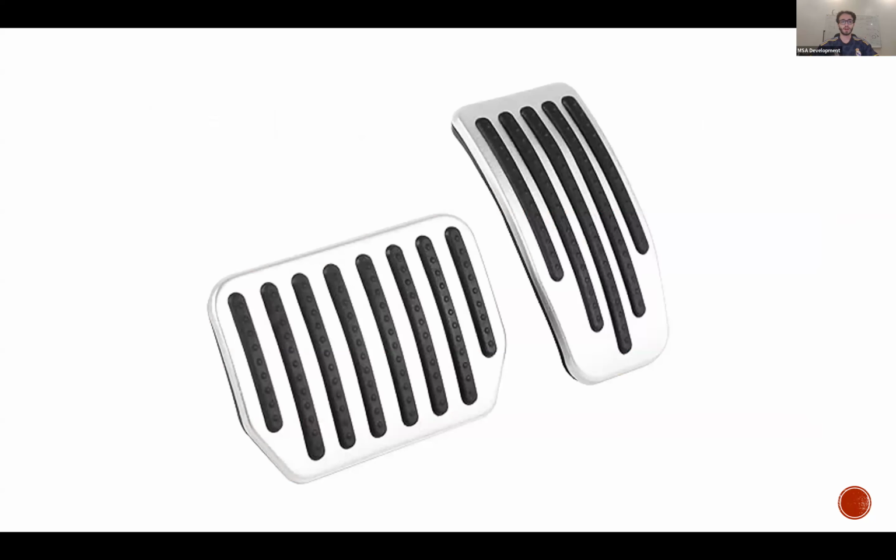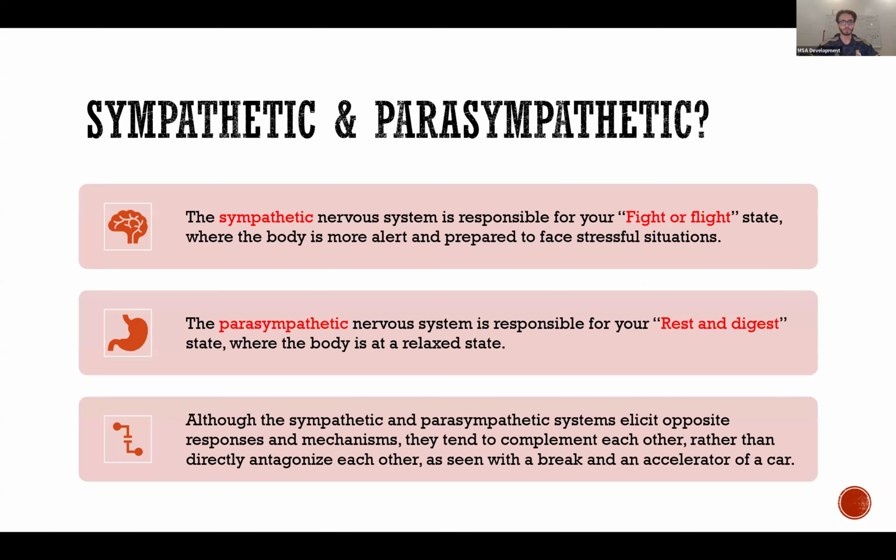Right. Now, when we talk about the sympathetic and parasympathetic system, it's nice to remember them as the accelerator and the brake of the car. Basically, even though the actions they produce are opposite to each other, they do not directly antagonize each other. They more of complement each other in a way, where basically you need both of them to function, like how a car needs both the accelerator and the brake to function.